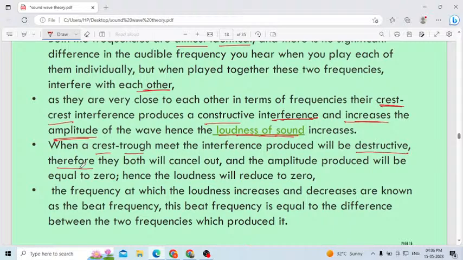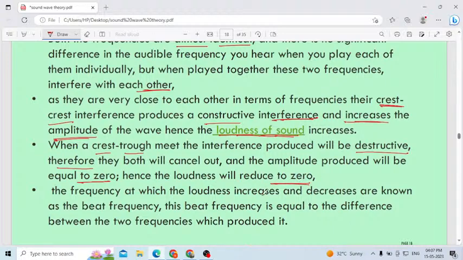What will happen? In destructive interference, they both cancel out. The amplitude produced will be equal to 0. Why? The name destructive itself indicates the amplitude will become 0. Why will the amplitude become 0? The crest of one wave and the trough of another wave are opposite when they meet. Therefore amplitude becomes 0, and hence loudness is reduced to 0.